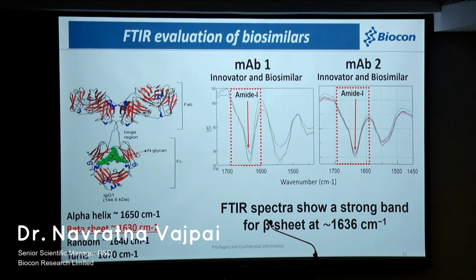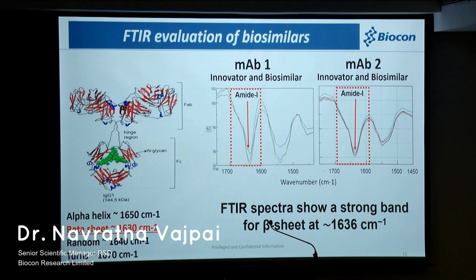Same way, I have got a map 1 and then a different map 2, innovator and biosimilar. I looked at the spectra, the amide 1 bands, and they clearly tell me, around 1636, which is in this range, that it is fairly a beta sheet product. And if I look at my map, it is a beta sheet. So more or less the products are in the same line.